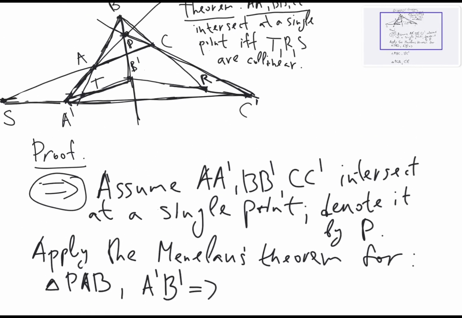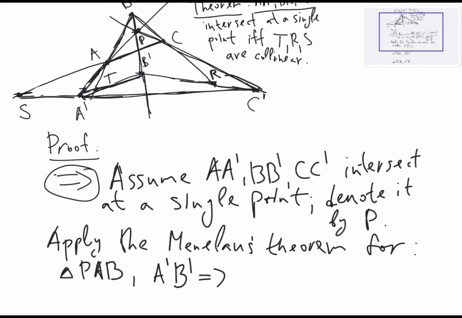so let's look at the picture. So we have the triangle PAB, so this triangle, and the line A prime B prime, so this line. Right, so it intersects the sides, or the extensions, in this case the extensions of the sides of this triangle in this point A prime, T, and B prime.